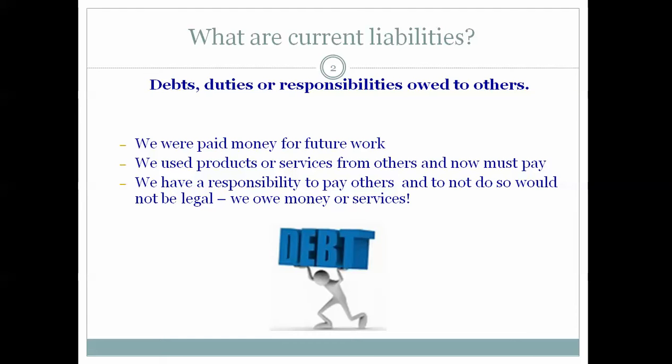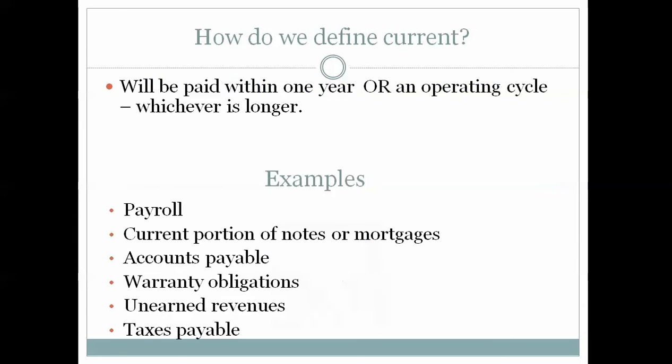Sometimes we use products or services from others and we got to use them without paying, and now we must pay in the near future. It means we have a legal responsibility to pay others, and if we did not, we could be turned in for debt collection, or lawsuits or other means of collection could be filed against us. So current liabilities are debts, duties, responsibilities, or obligations that we owe to others.